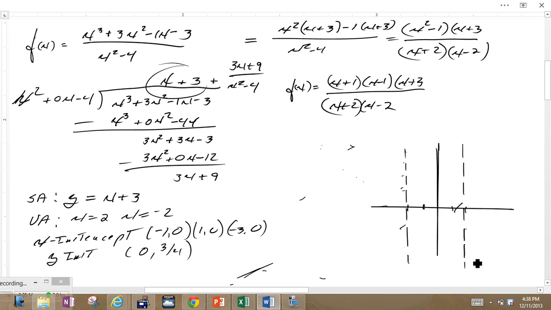We've got our intercepts at negative 1, positive 1, and negative 3. We've got our y-intercept at 3/4 positive. And we've got the slant asymptote, the line y equals x plus 3. So there's 3/4, 1, 2, 3. We've got a slope of 1, up 1 over 1. We also got this, so if I go down 3, I go over 3, which puts me through the x-intercept over there.